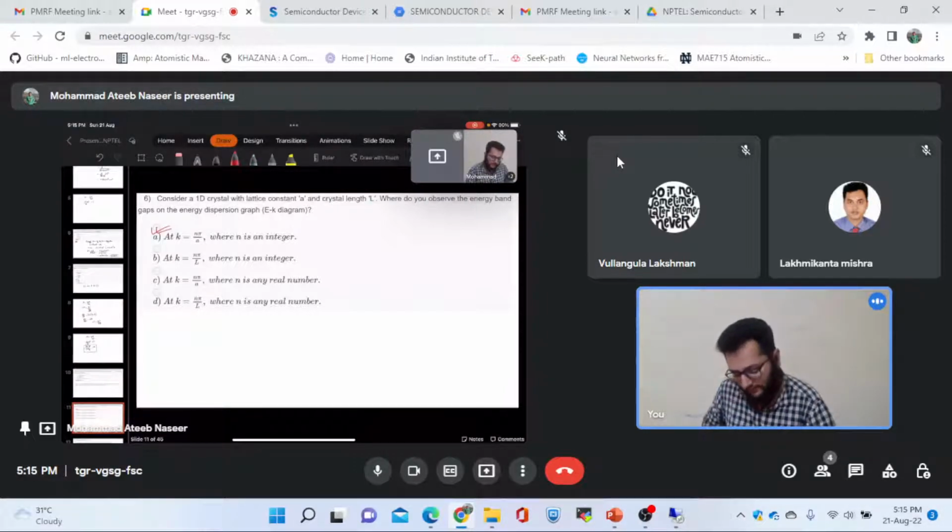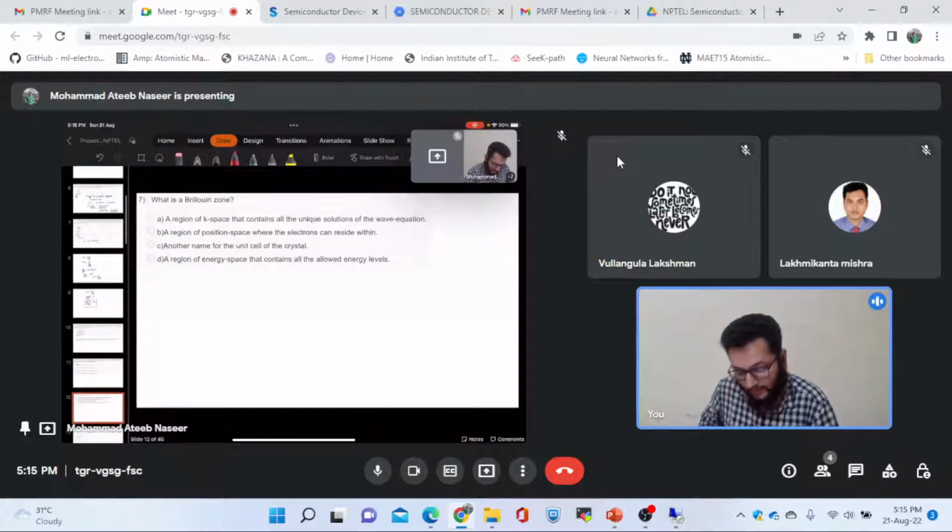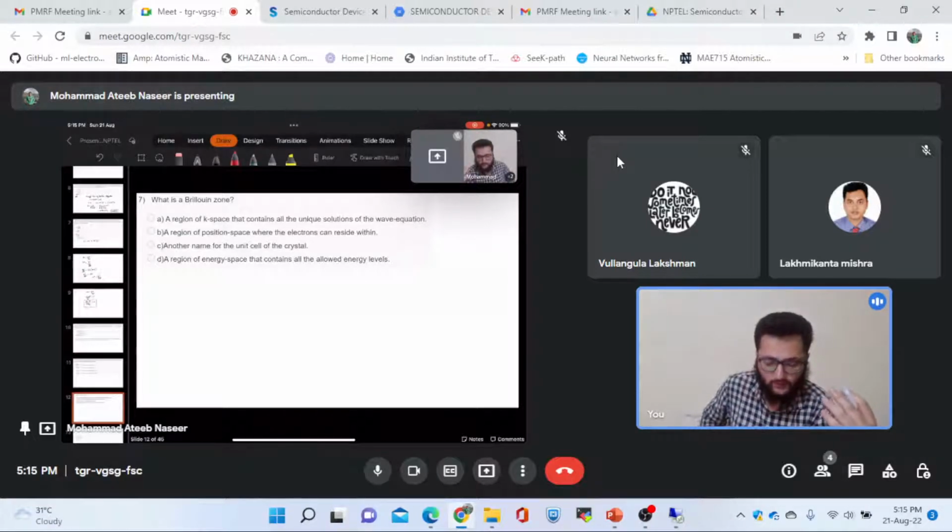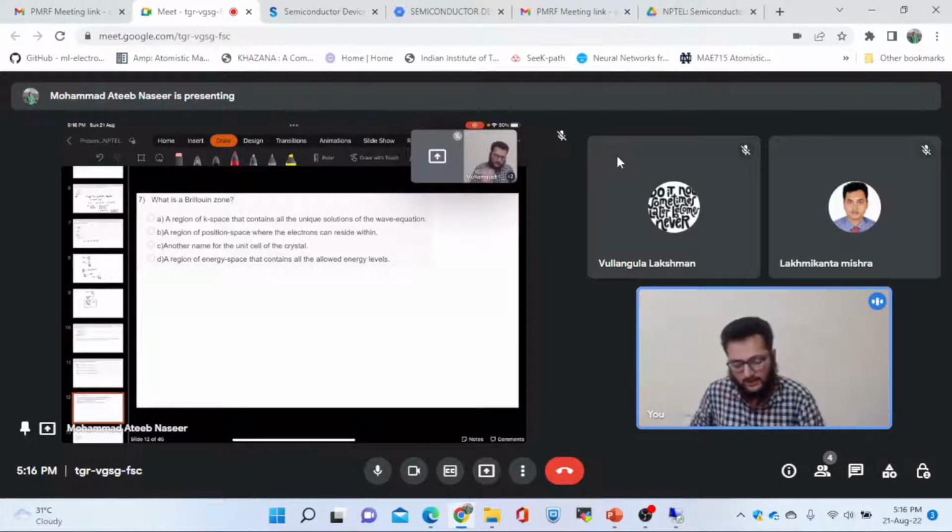And if we move towards another problem, which is also straightforward, stating the definition of the Brillouin zone, we know that the Brillouin zone is nothing but the region in K space which contains all the unique solutions for the wave functions. So we know the answer should be A, and option A will be the correct one.